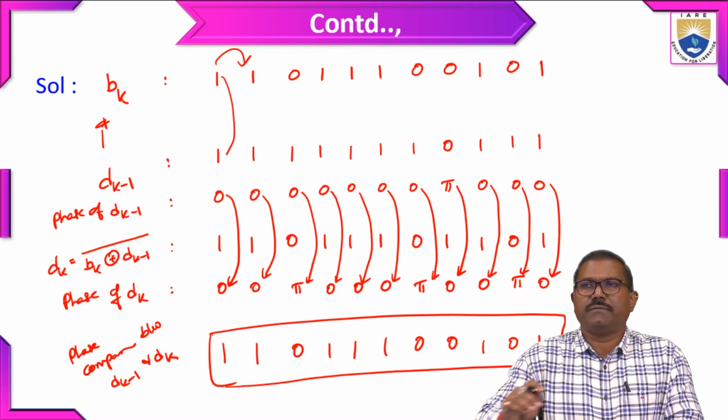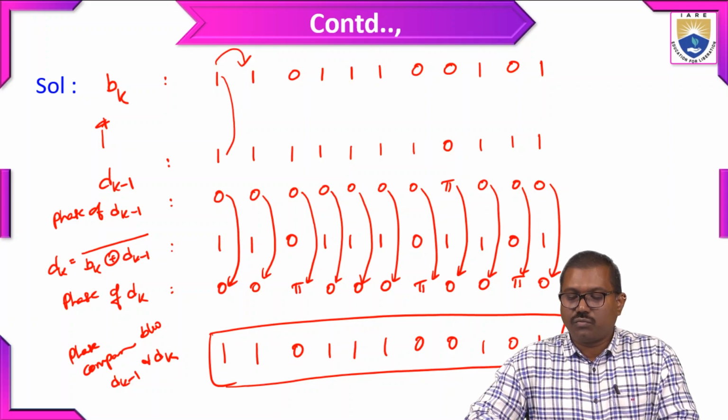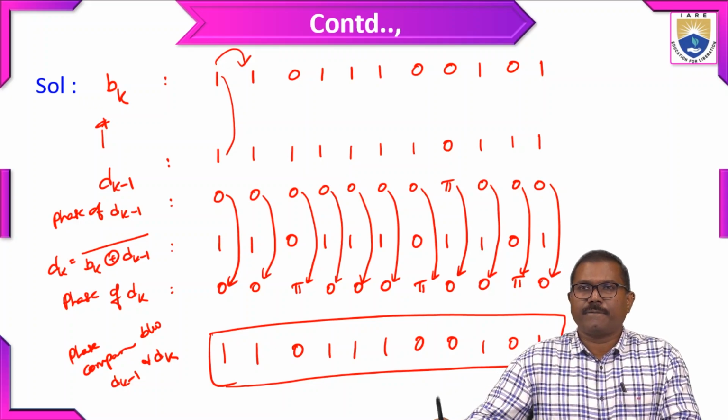Similarly, you get the same BK as what you produce. Understand?